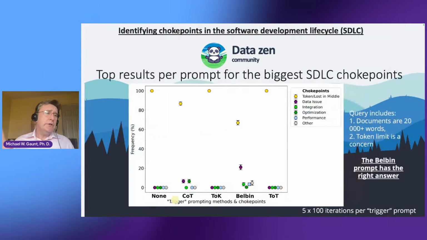Okay, so I think the take-home message here is that the Belbin prompt here succeeded, going back to the original analysis, because it was able to identify the data issues, and it could successfully identify which ones were going to be an issue, even though we've not actually asked it whether we think data is a problem.